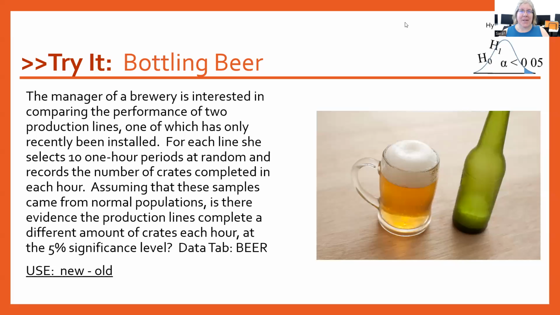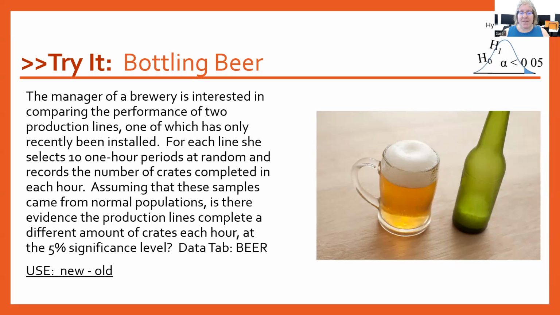Let's do a two-sample t-test together. The manager of a brewery is interested in comparing the performance of two production lines, one of which has only recently been installed. For each line, she selects 10 one-hour periods at random and records the number of crates completed in each hour. Assuming that these samples came from normal populations, is there evidence that production lines complete a different amount of crates each hour at the 5% significance level?